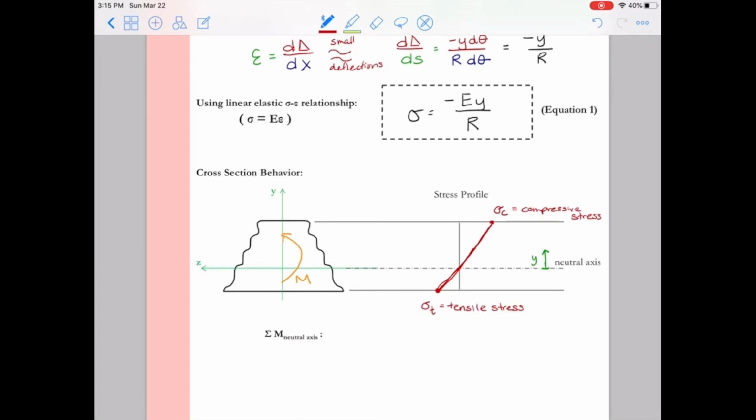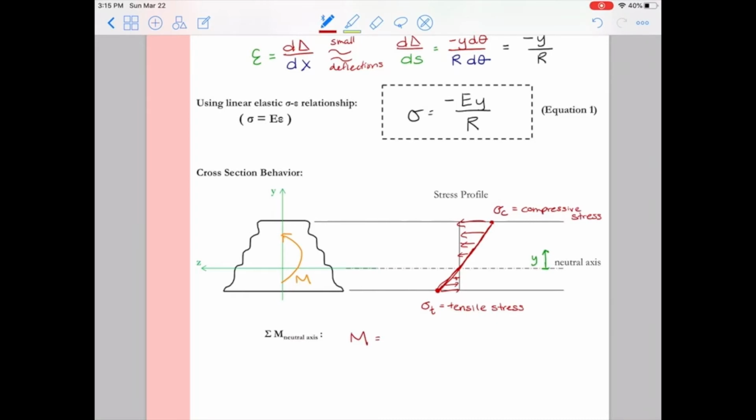I like to show the forces from the stress acting on the cross-section. So that's what these arrows are going to represent, that we're pushing on the cross-section at the top and we're pulling on it at the bottom of the cross-section.